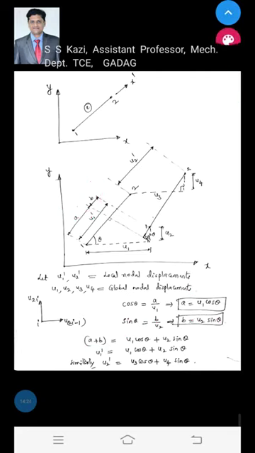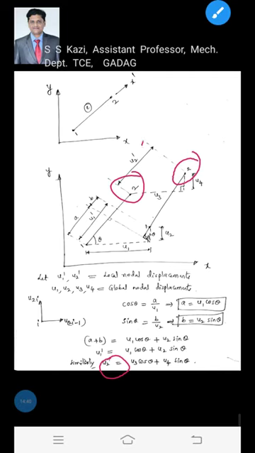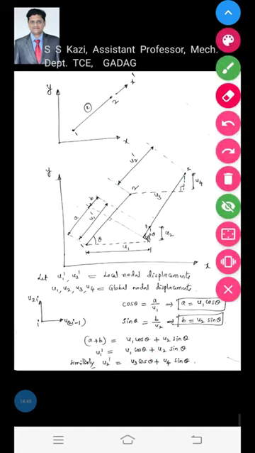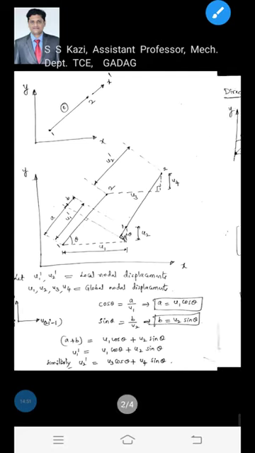Similarly, we will get for node 2 also. If you do the same from the geometry using the trigonometric functions, you will get u2 dash equal to u3 cos theta plus u4 sin theta. I hope you have understood. Now we will move on to the next page.